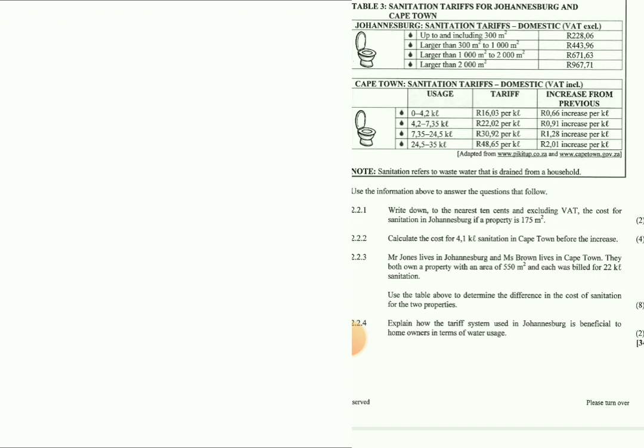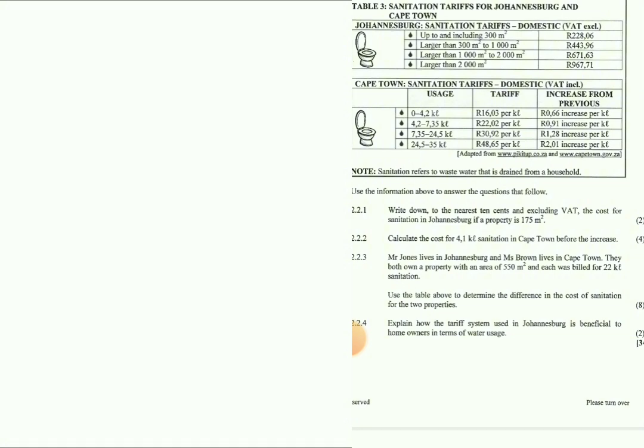Sanitization bill, Cape Town, Miss Brown. We start there. We start with Miss Brown, because I kind of like the name. 4.2 KL multiplied by 16.03 per KL. You're going to get the answer, which is 67.33.